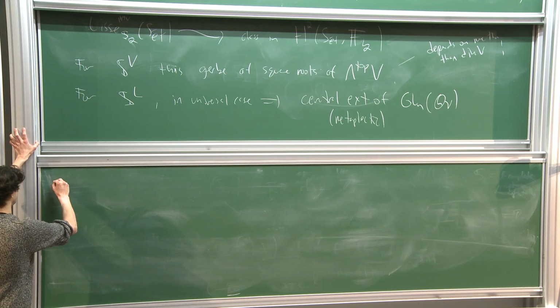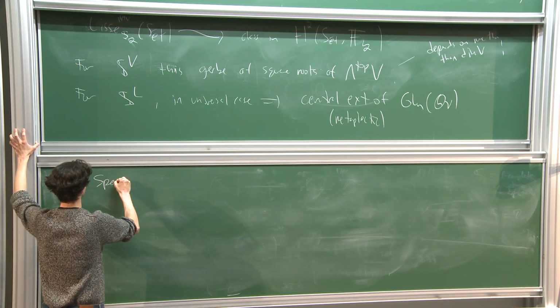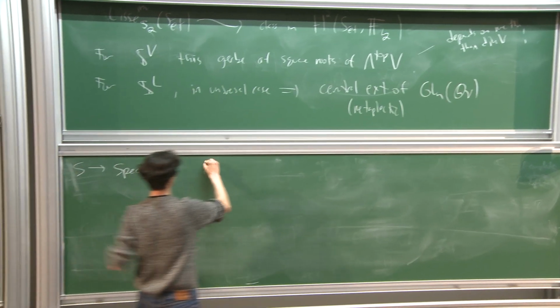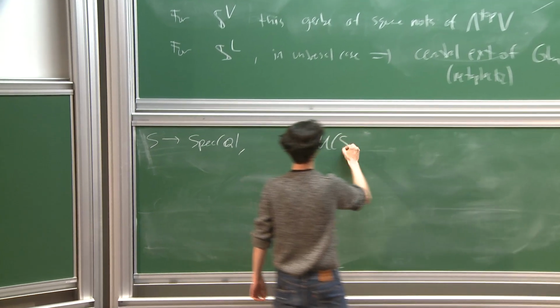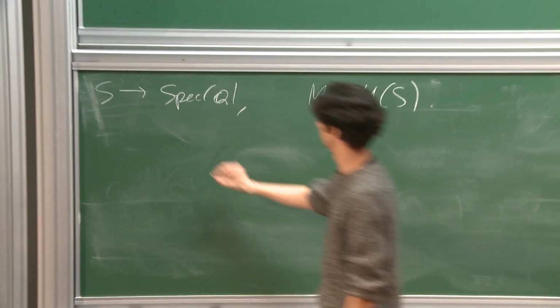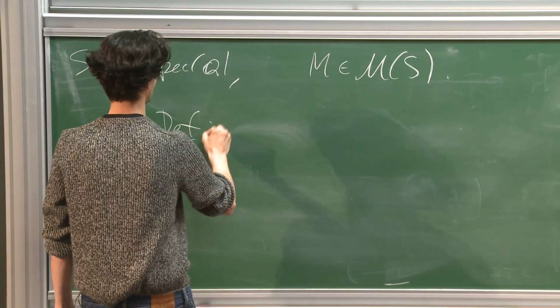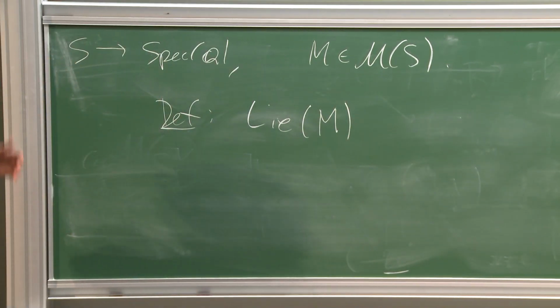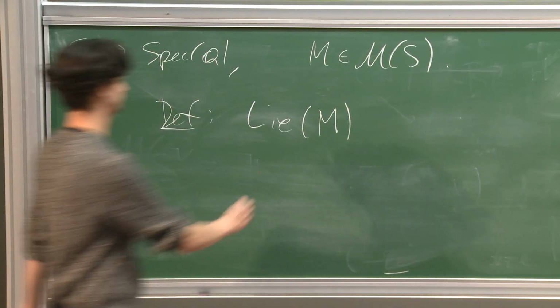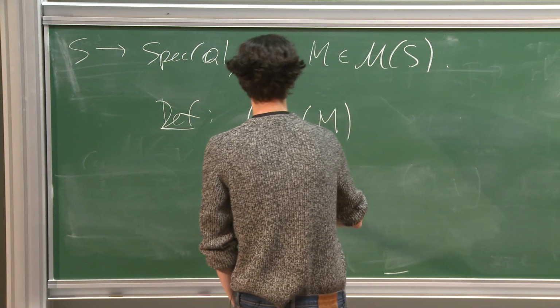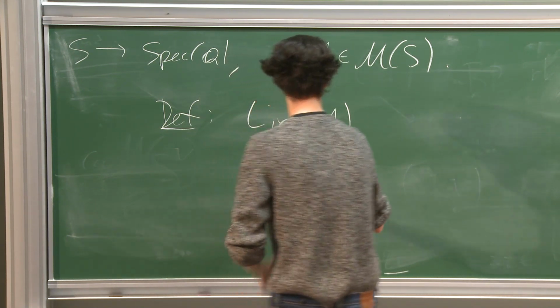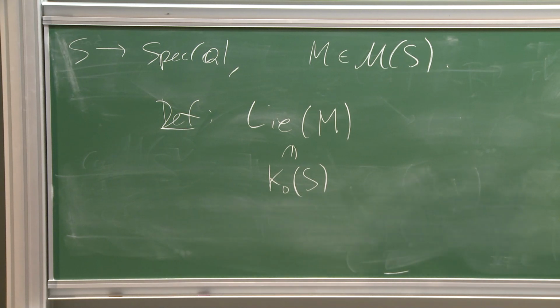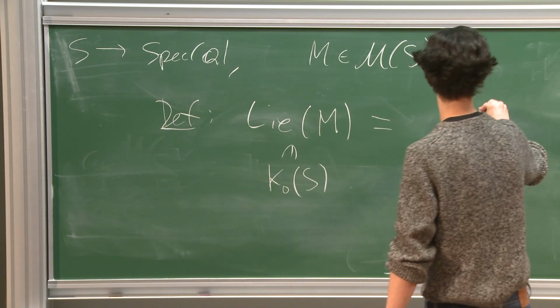Now let me make a strange definition. Let S be a Q-scheme, and M a motive in S. I'm going to define something I'll call the Lie algebra of the motive. It's just a vector bundle, but actually a virtual vector bundle, so it's a class in K-theory. You're going to get it from the Hodge realization.